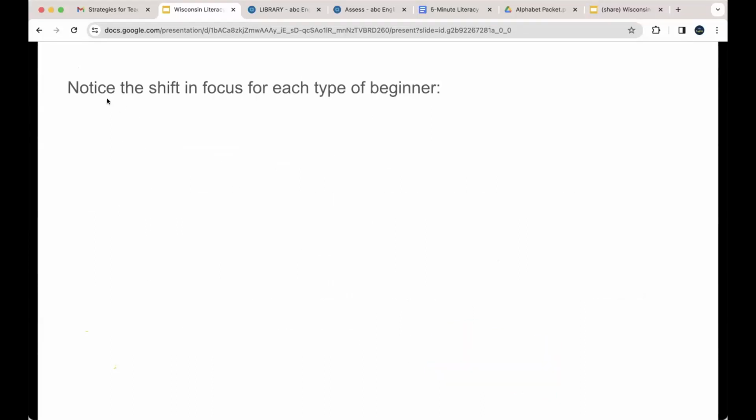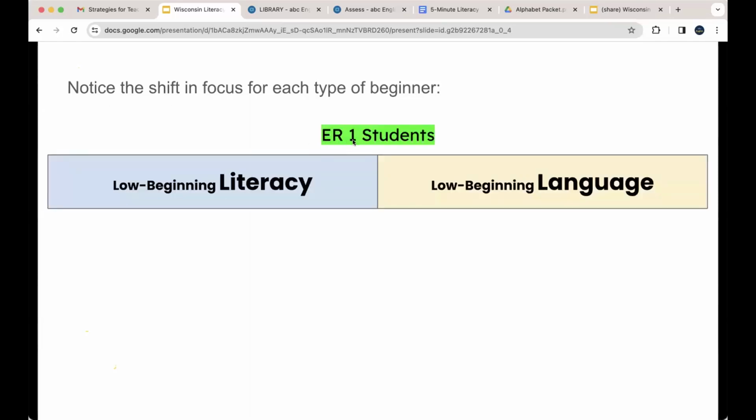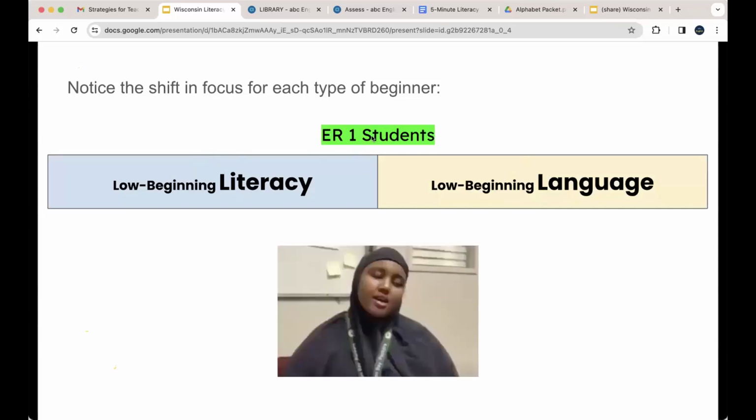So I'm going to show you a diagram. I want you to notice the shift in focus for each type of beginner. Okay, so this is an ER1 student. This is a student that needs a chunk of the lesson time with attention to developing literacy, and also a chunk of lesson time devoted to developing language. Okay, and then in contrast, so that's a student like this first woman that we watched in the video.